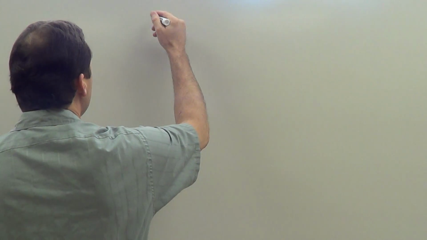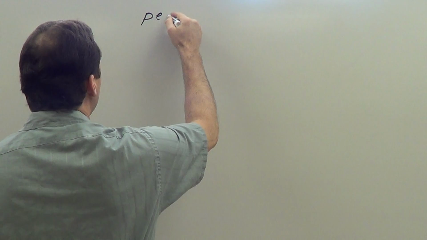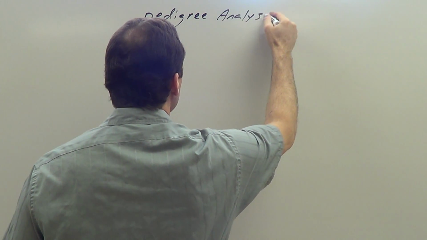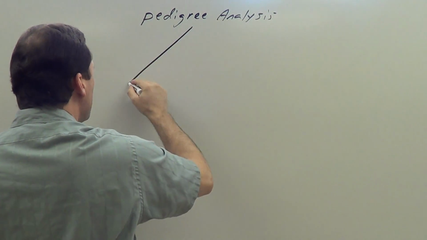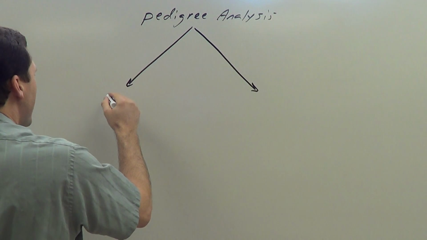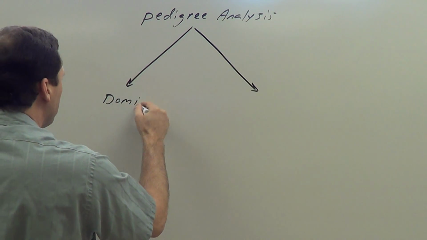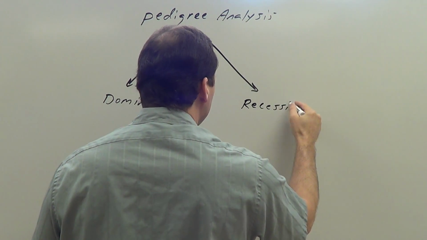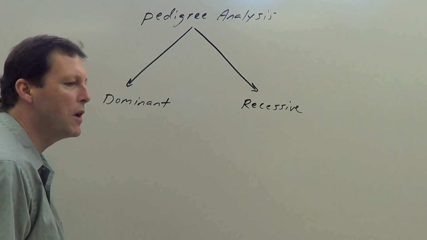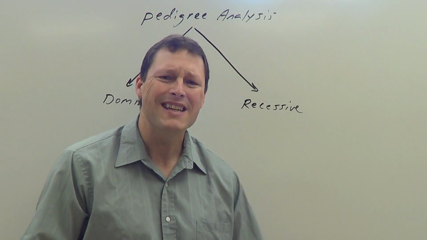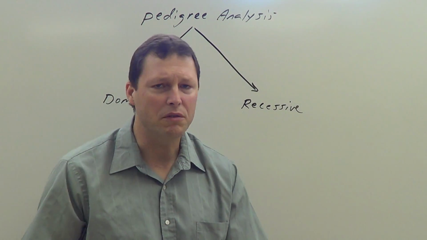So I'm going to start by writing pedigree analysis. That's where we're going to begin. And from there, we're going to break all pedigrees up into two types: dominant and recessive. So dominant traits and recessive traits. That's the first thing I want you to do, is figure out whether this pedigree is dominant or recessive.